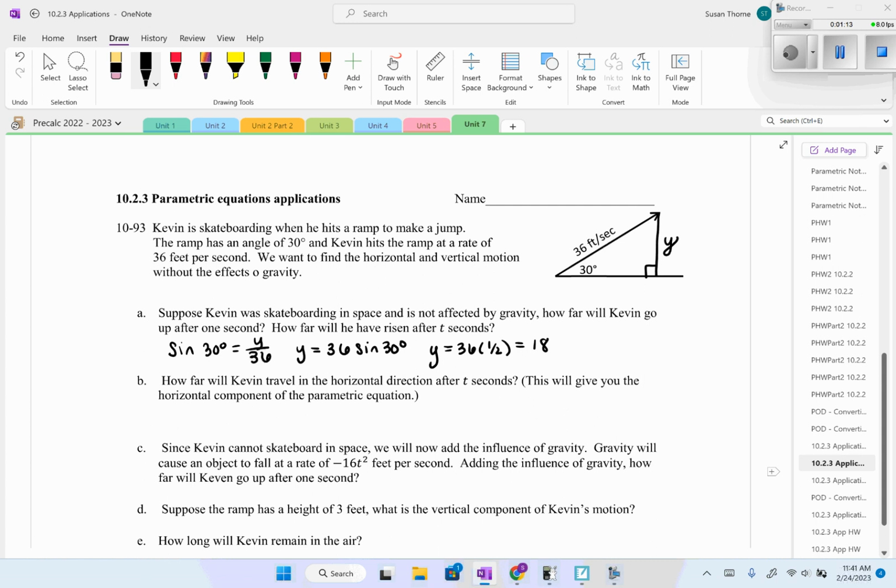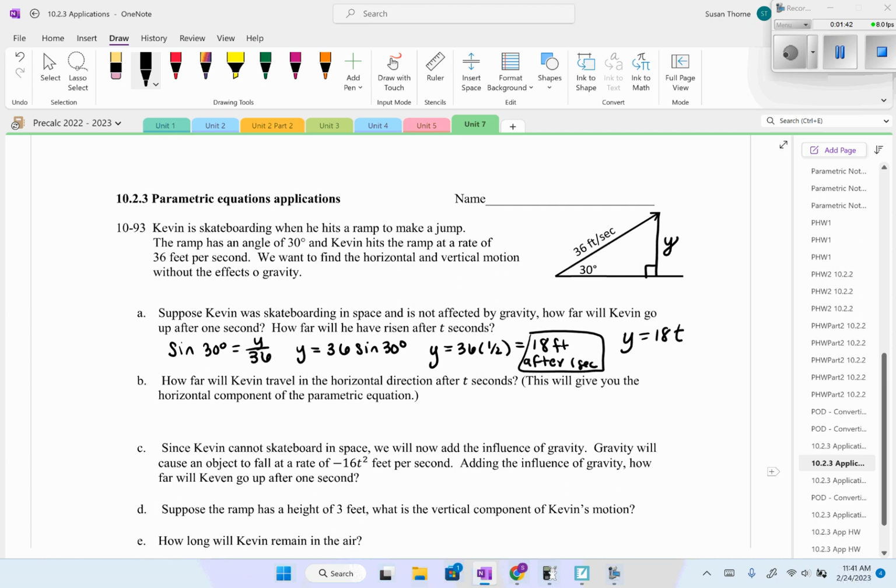So that means we've gone 18 feet after 1 second. So if we want to figure out after t seconds, we just need to multiply that by t. So that's 18 feet after 1 second. So then after t seconds, y equals 18 times t.